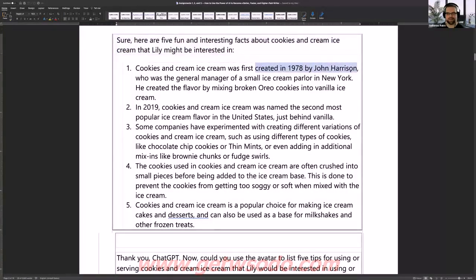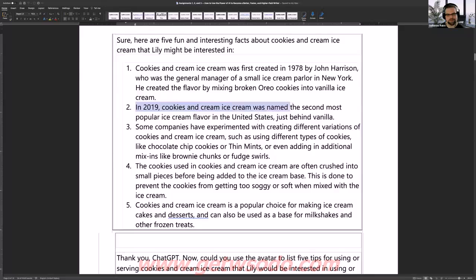Oh, 1978. Yeah, John Harrison, manager of a small ice cream partner. Good gracious. Yeah, I wouldn't trust any of that. But you know what, though? It gives me ideas because I don't care if it's fake. Yeah. Because now I would have never thought of this.